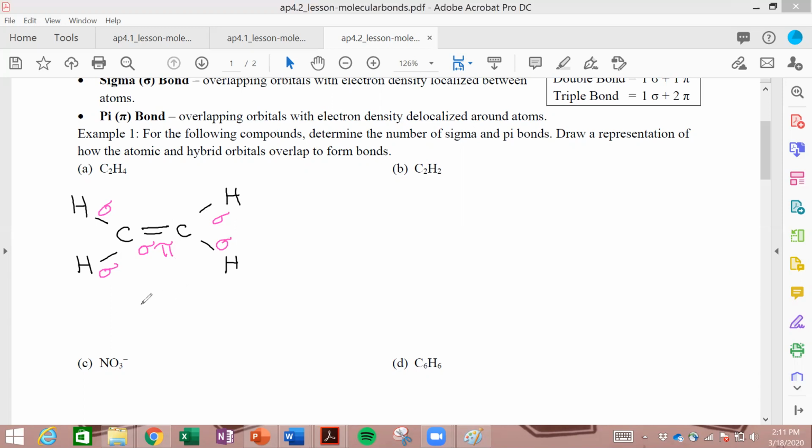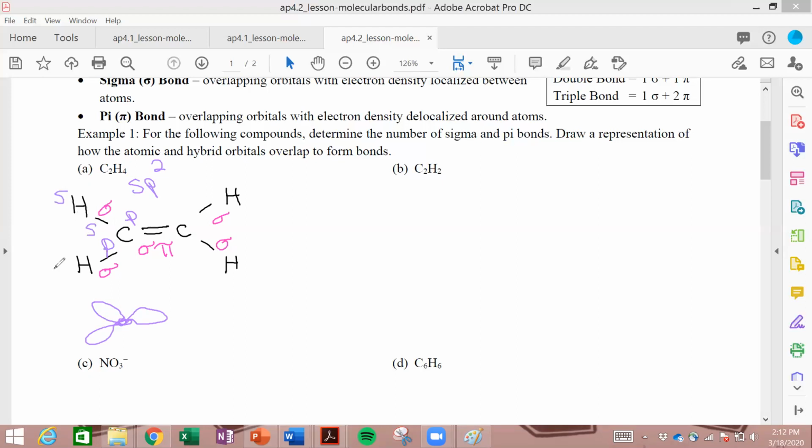And if we draw a representation of how that comes together, how that overlaps, we have the carbon hybridizing, right? So this is s, p, p, so that's sp2, and that's my trigonal planar shape. And so I have an sp2 orbital, an sp2 orbital, and an sp2 orbital, so that's my 1, 2, 3. This guy right here, the hydrogen, is just s, right?